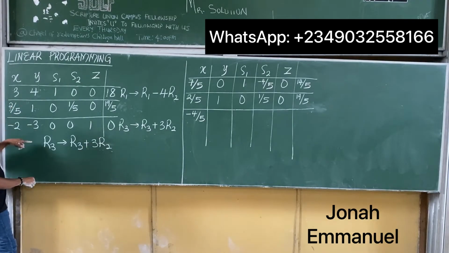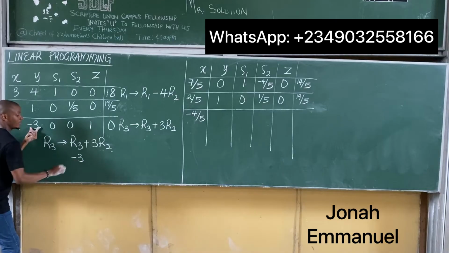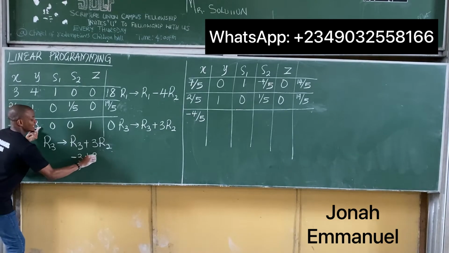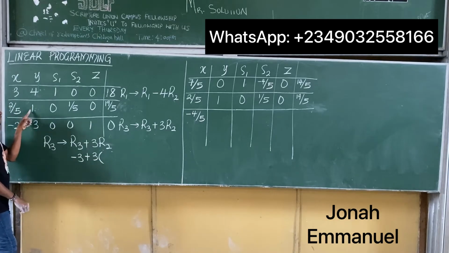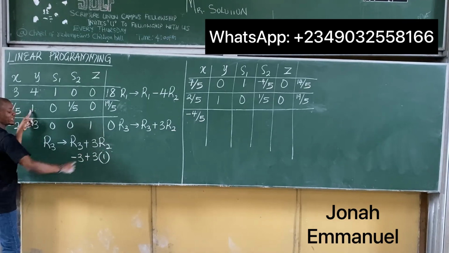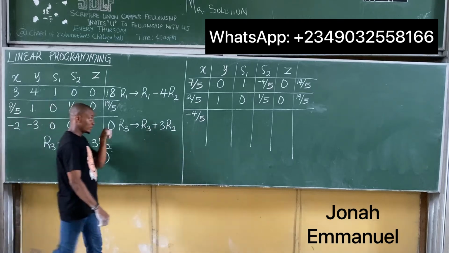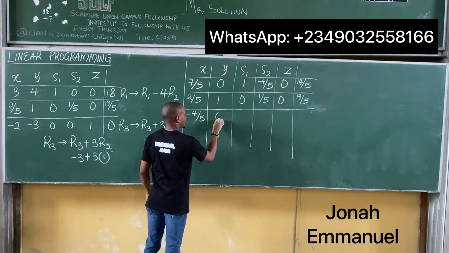Pick up the next one there, row 3. I'm done with this one there. The next one is this. Row 3 is what there? Minus 3 plus 3 into row 2 equivalent. This gives you what there? 0. So I have this.